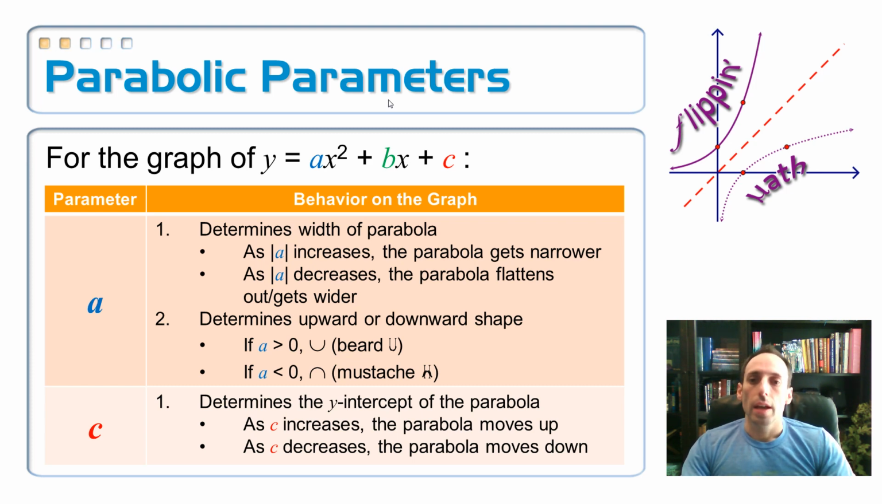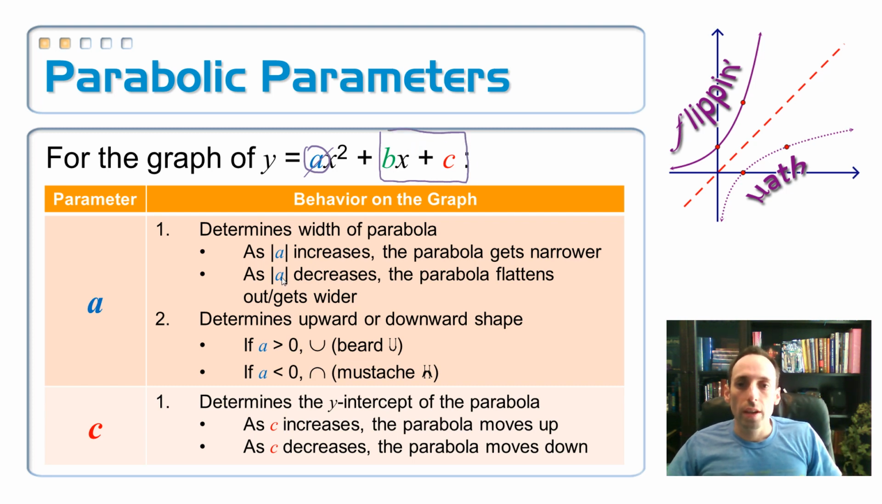Anyway, as the absolute value of that a decreases, as it gets closer and closer to 0, then your parabola flattens out. Here's an easy way to think of this. What happens when a right here goes to 0? Pretend like it disappeared. What kind of equation do you have left over? You just have bx plus c, which is a linear equation. So as the absolute value of a gets closer to 0, we say that our parabola is starting to flatten out and look like a line.